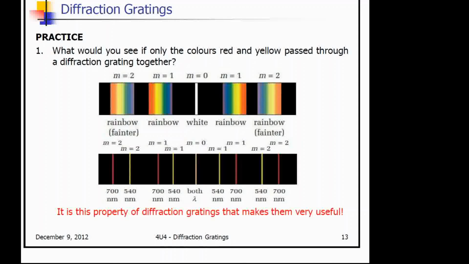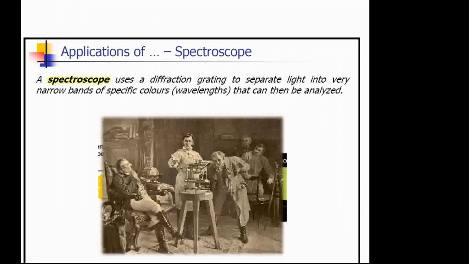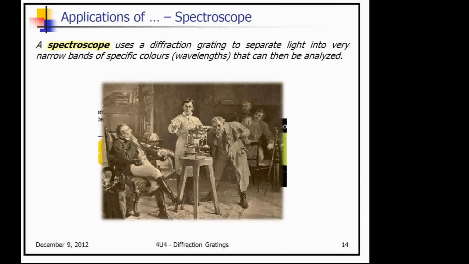So this makes diffraction gratings very useful, because now we can see what type of light is being emitted, down to the nanometer actually. So one application of this is a spectroscope, and a spectroscope uses a diffraction grating to separate light into very narrow bands of specific colors, so that we can analyze the light.